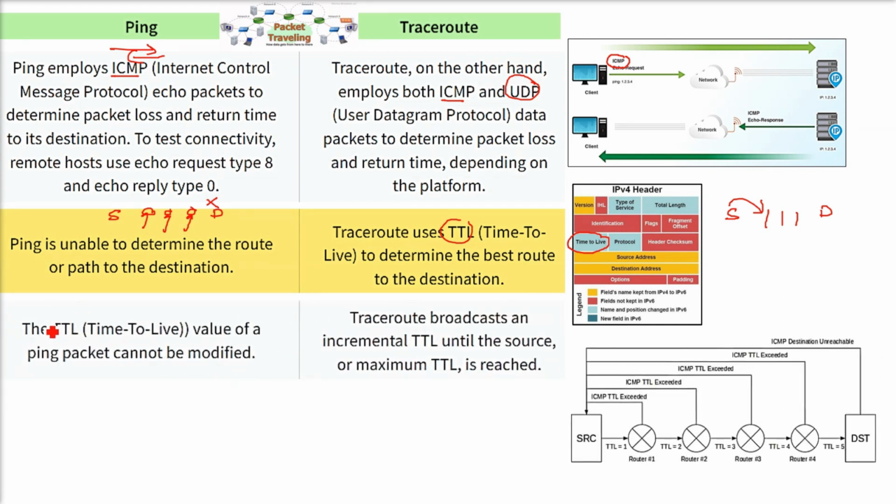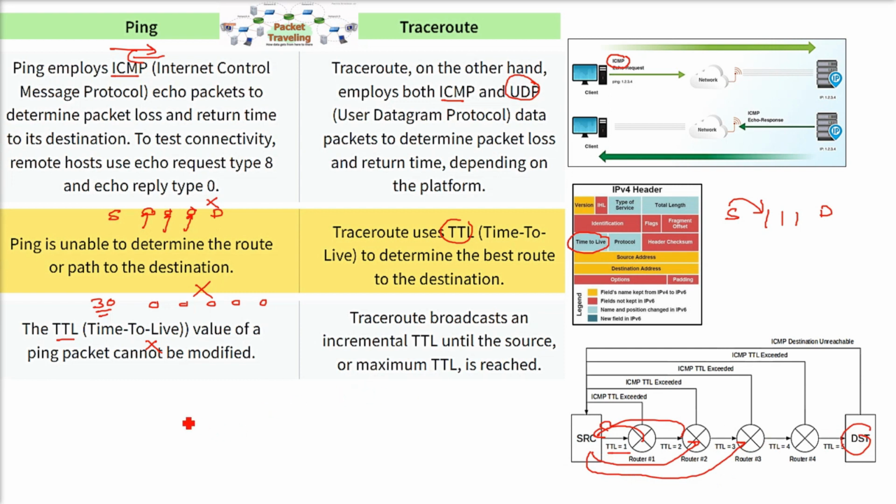The TTL, or time to live, value of a ping packet cannot be modified. Once TTL is given, that will be final. TTL is an 8-bit field. If you see the IPv4 header, you'll get it. So if you set 30 hops, it will only go 30 hops. It will not reach the destination if the destination is farther than 30. But traceroute sends an incremental TTL until the destination or maximum TTL is reached. TTL 1 goes to the first router, TTL 2 goes to the second router, like that.